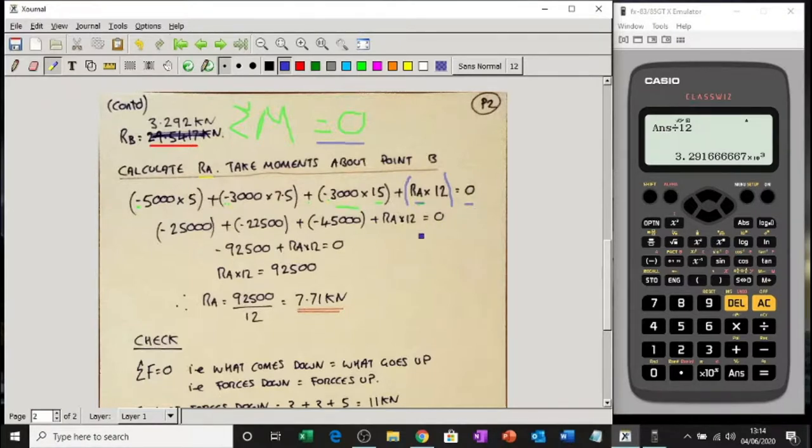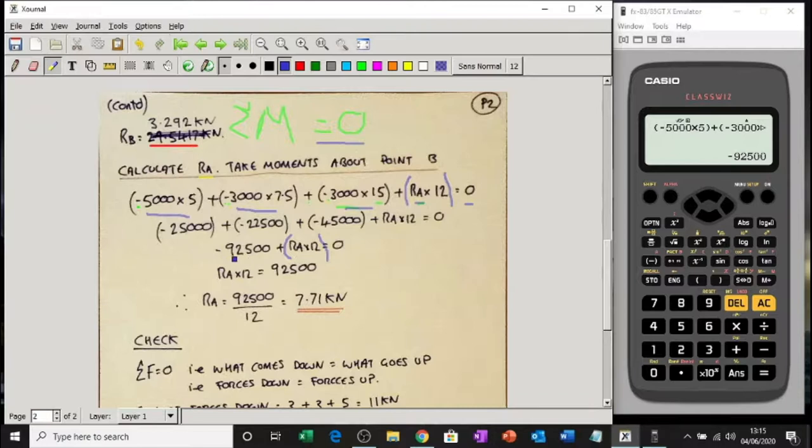So all of these now, we'll add them all up. Don't forget the minus, plus all of that, plus all of that. I'll do it on the calculator. So we'll do, right, minus 5,000 times by 5, close the bracket. Plus, because we've got to add them all up, this one's minus 3,000, because that's the force, times by 7.5, because it was halfway along. Close the bracket, plus, what's the next one, minus 3,000, how far away was it, 15, close the brackets. Right, so that's the numbers we know. I'm going to press equals, and hopefully it comes to be minus 92500, thank you very much. Plus, RA times by 12, equals 0.